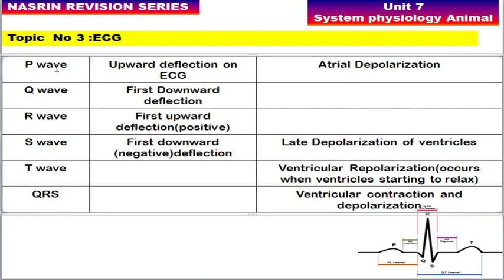This P wave is created due to atrial depolarization. Next, this S wave originates due to ventricular depolarization, that is the late depolarization of the ventricle. Next, the T wave originates when ventricular repolarization occurs. This T wave occurs when the ventricle starts to relax. Next is the QRS complex. This QRS complex originates as a result of ventricular contraction as well as depolarization in the ventricle. So you should definitely know how the waves are generated.